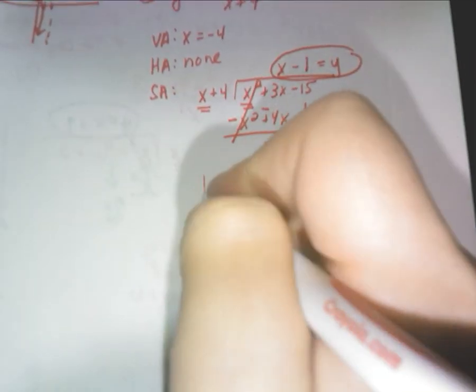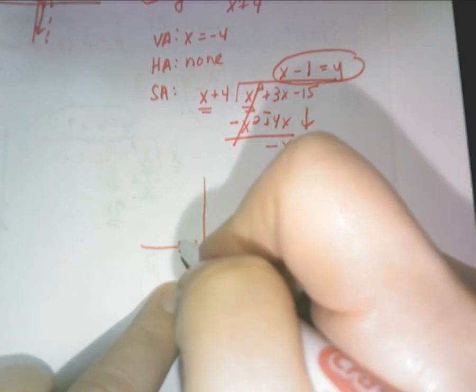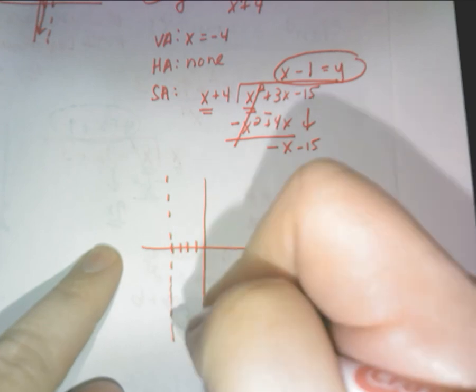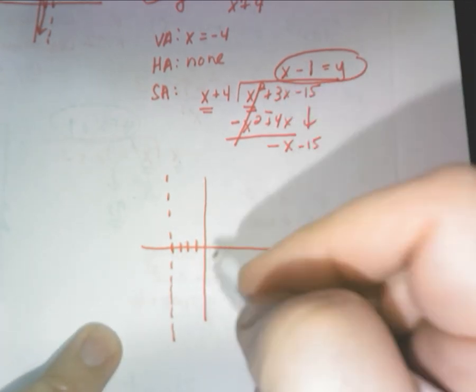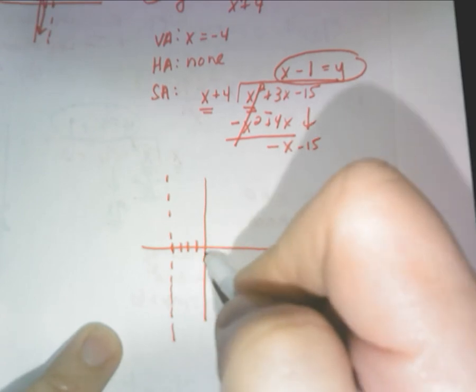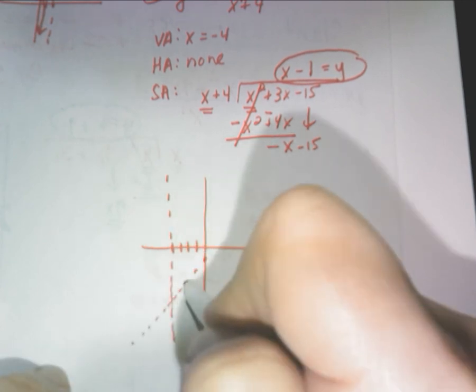You just make a little grid here. Let's see. X equals negative 4. 1, 2, 3, 4. Make a dashed line. There's no horizontal asymptote. And then y equals mx plus b. So I'm going to start at negative 1, and I'm going to go up, over, or down, left. So I'm going to go this way. So make a dashed line there.